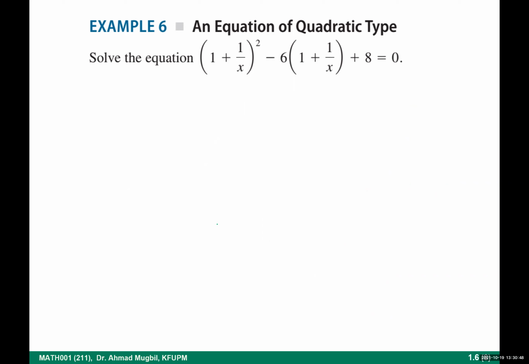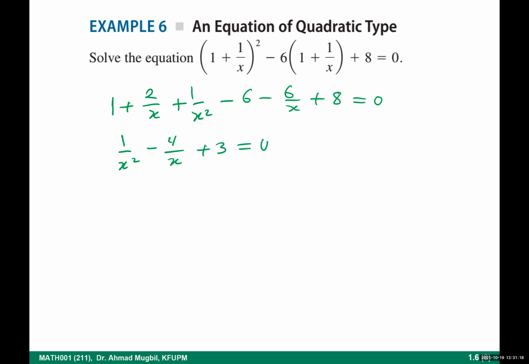Simplify. Expand. So it will be 1 plus 2 over x plus 1 over x squared. Is that right? Minus 6 over x plus 8 equals 0. It is, by the way, easier. It is not that difficult. Now combine the like terms. You have 1 over x squared. 2 minus 6 over x, it is negative 4 over x. 1 minus 6 is negative 5. Negative 5 plus 8 plus 3 equals what? To 0. Multiply both sides by the LCD, which is x squared.